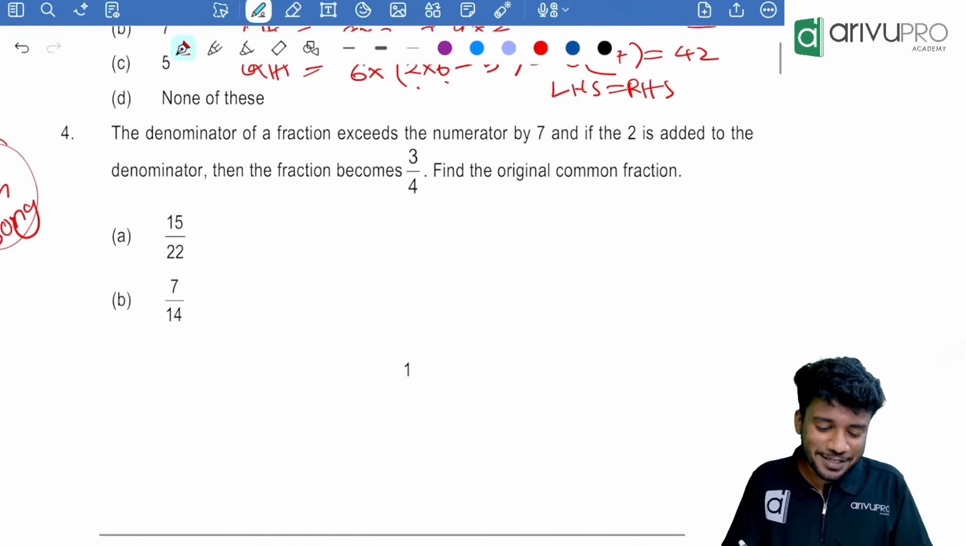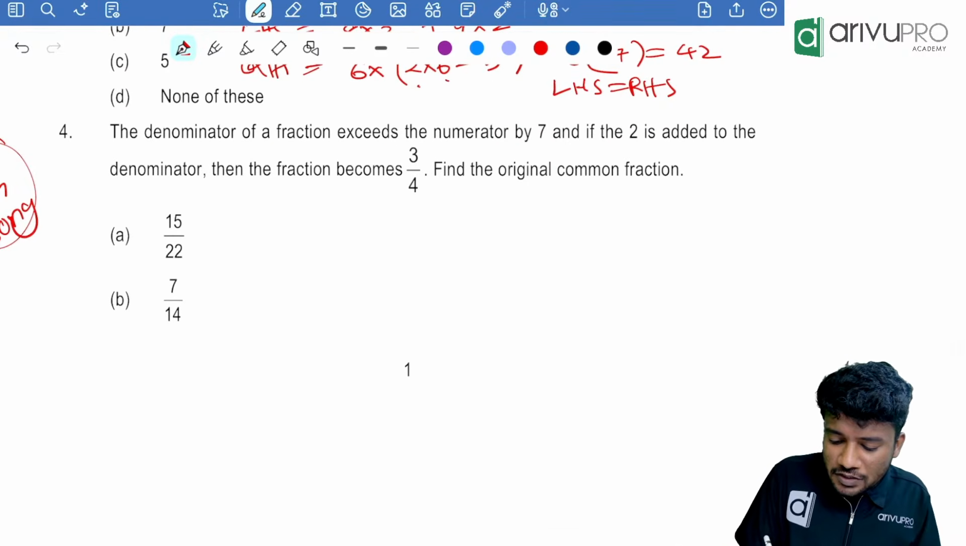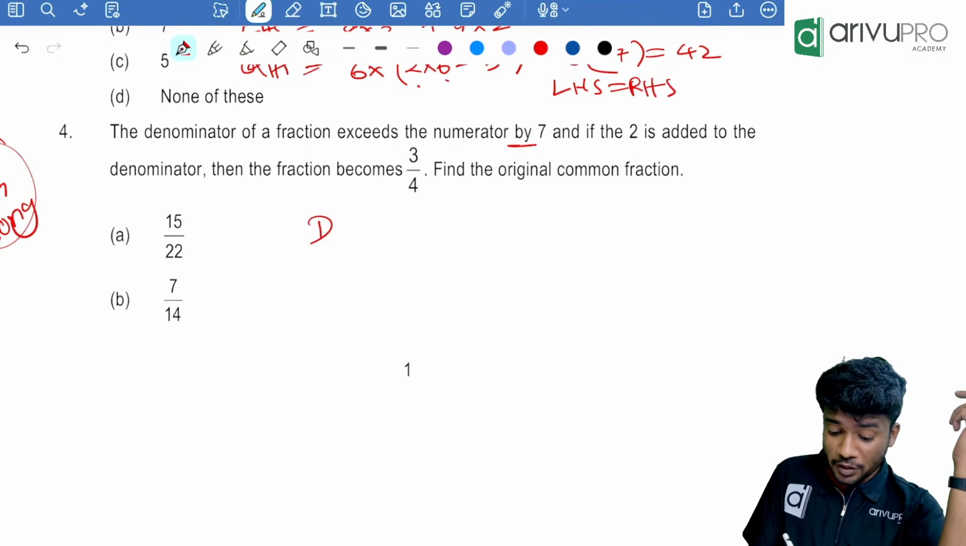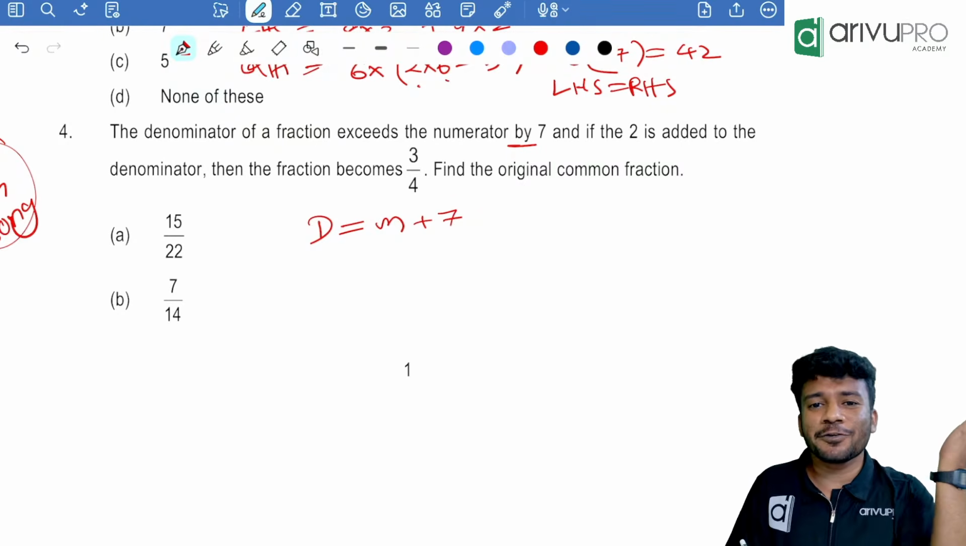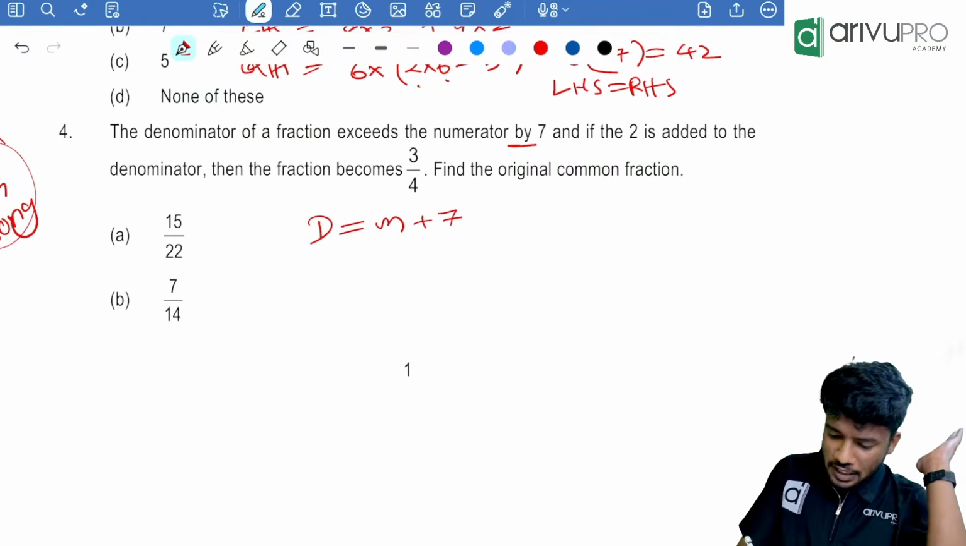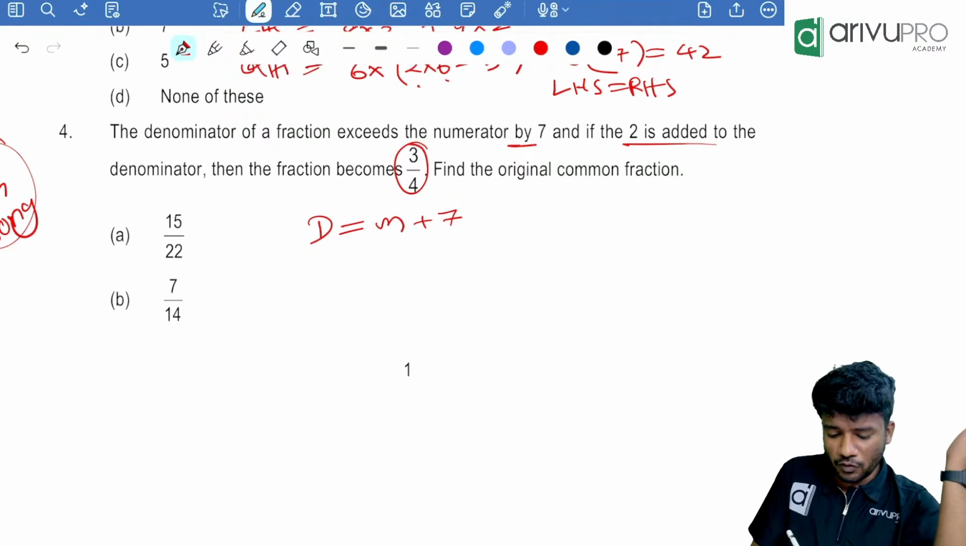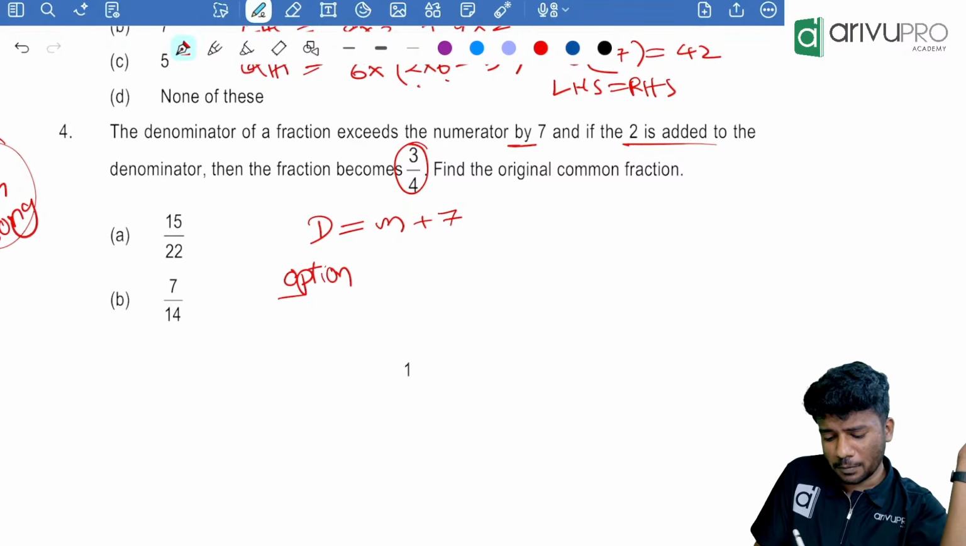Now look at this question. The denominator of a fraction exceeds the numerator by 7. So the denominator exceeds the numerator by how much? By 7. That means denominator is equal to numerator plus 7. Then if 2 is added to the denominator, the fraction becomes 3 by 4. We will option hit and I'll show you all the options are wrong.